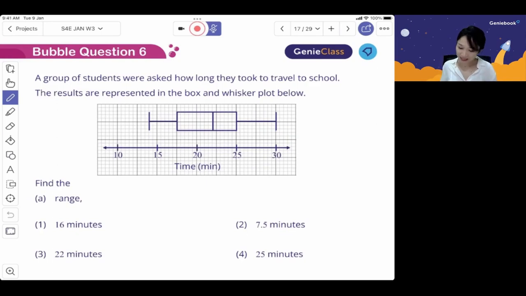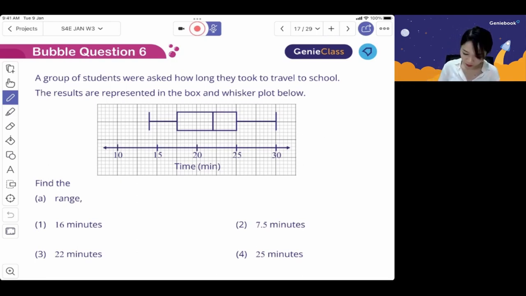If it's clear, then we can go on to bubble question 6. Now that you understand what a box and whisker plot is, you guys will have to practice going backwards. So find the range of values. Find the range of this set of data. We are given the box and whisker plot drawn here for you. So find the range. You have 30 seconds for this. Your time starts now.